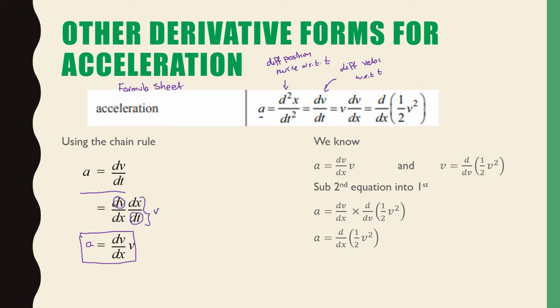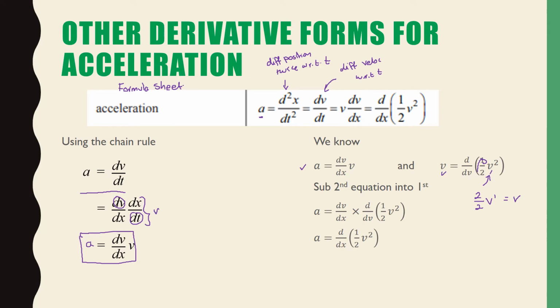To get the final one, we know we have this from just before. Now this second point is saying that velocity is equal to the derivative with respect to v of a half v squared. If I differentiate a half v squared with respect to v, I multiply by the power, subtract 1 from the power, I get v. So the derivative with respect to v of a half v squared is equal to v.